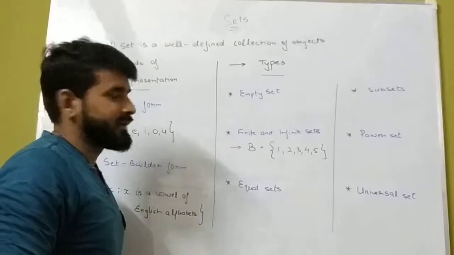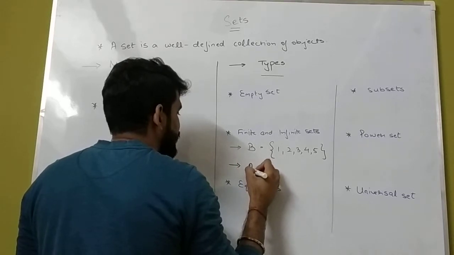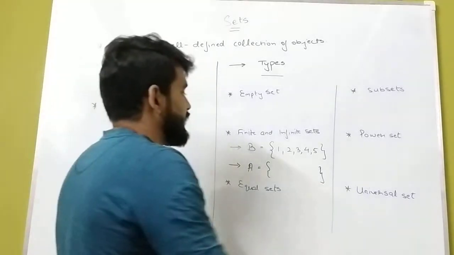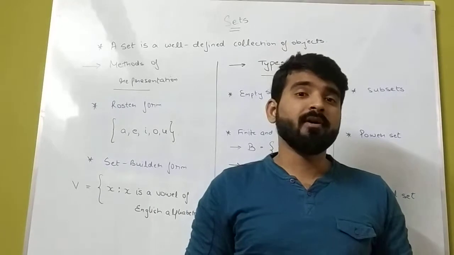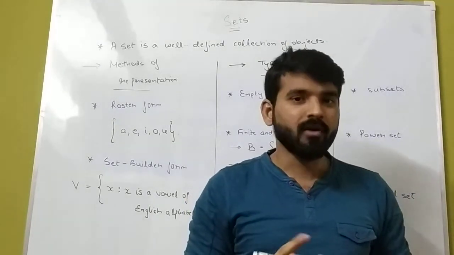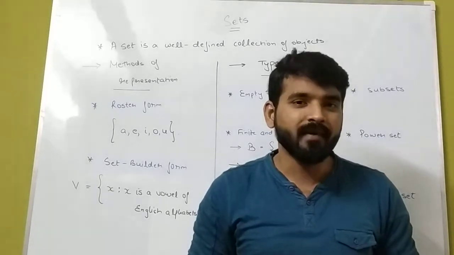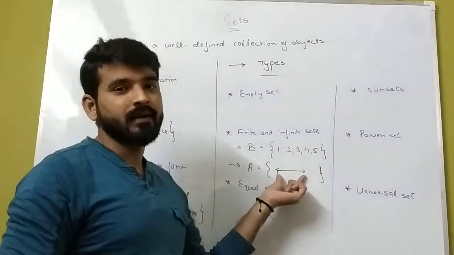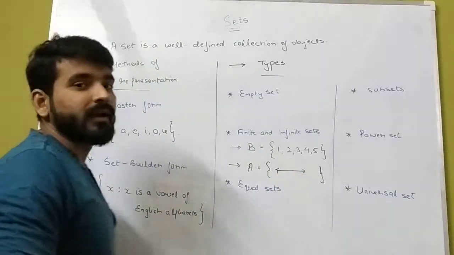Next are infinite sets. How can we define an infinite set? Let's say I have a set A. Now if I say in a statement the number of men in this whole world, obviously we can't count the number of men present in this whole world, so that is nothing but an example of an infinite set.